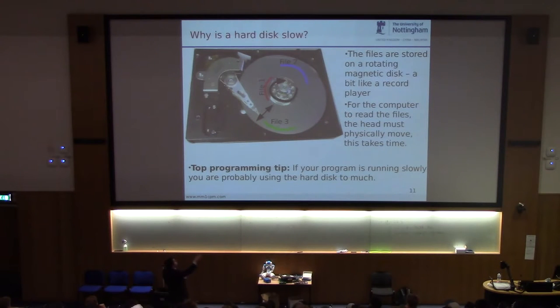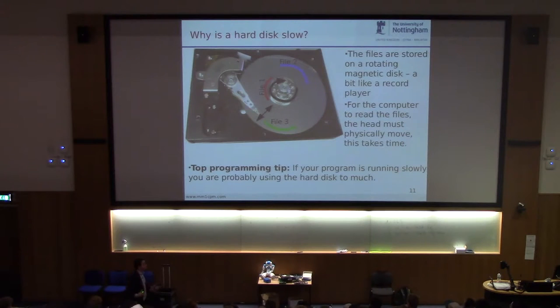So what happens is this disk is always rotating really fast. When you want to access a file, you basically move this read-write head to the position where the file is. Here we've got the file written in basically a stripe, so all the data is written in a stripe around this disk. This disk is spinning like that. The read-write head is over this file 3. The file 3 rotates under the head, and then it's read off into your computer's memory.